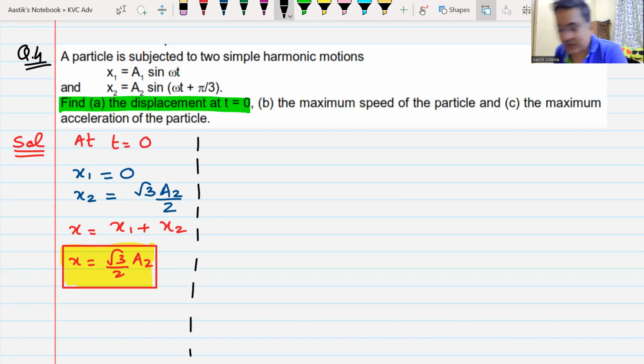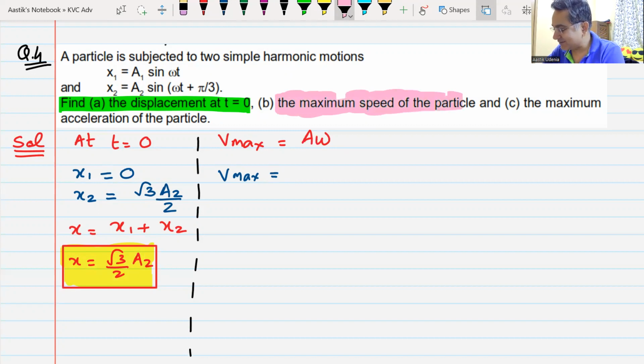Now let us move forward to the next part of the question. How would you find the value of Vmax? V equals omega under root A square minus X square. At the mean position, it is A into omega. So we just put the value. A omega. You have to find out the maximum speed, as you have forgotten the formula of maximum speed.